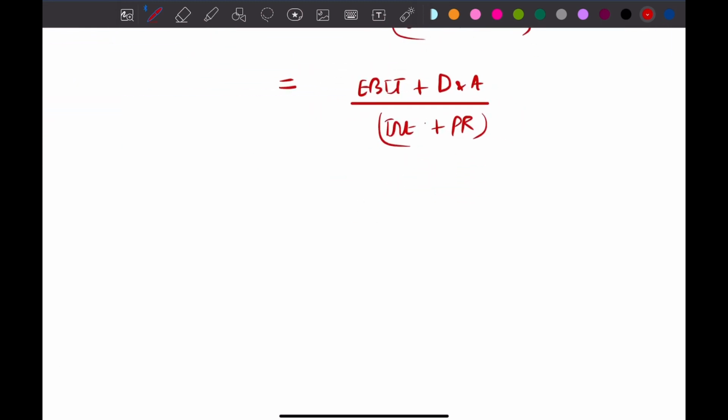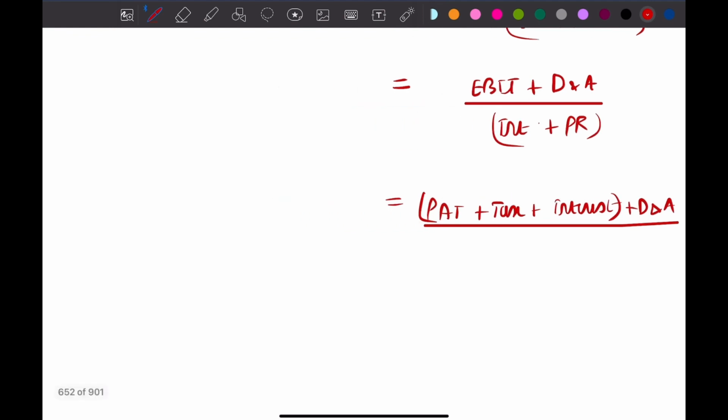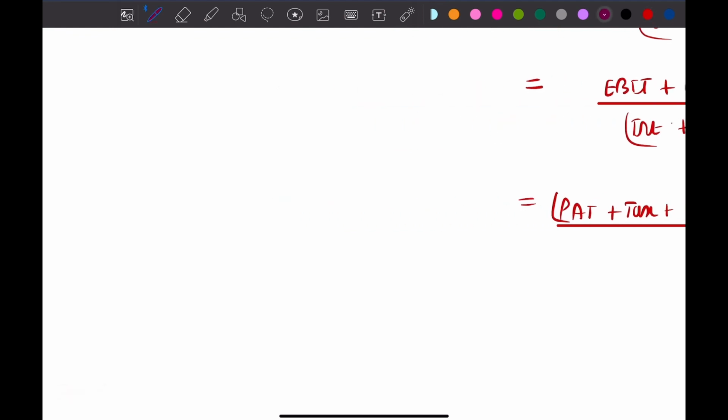So basically, can we write the numerator as PAT plus tax plus interest, then depreciation and amortization? I hope everybody understood this. In case you didn't understand, let me give you a brief explanation. From EBIT, we reduce the interest expense. The remainder is what we call EBT, and EBT is what we call the pre-tax profit.